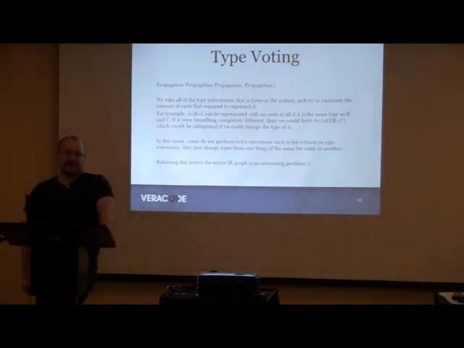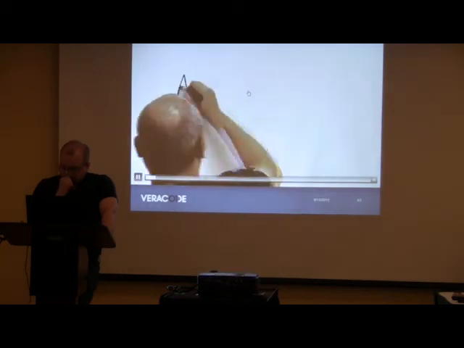So the goal of a type voting system is to balance the types for loose variables that don't have real types of their own, so that they minimize the number of casts in the system. You're trying to avoid having to insert casts all over the place to make types coherent in expressions. So I'm not going to belabor that one too much.